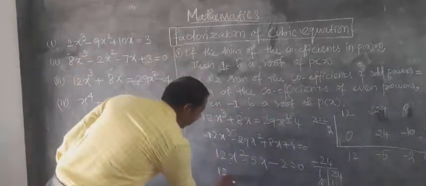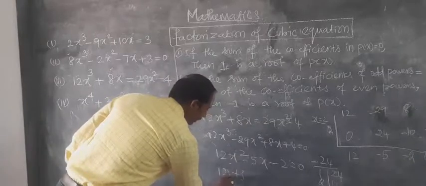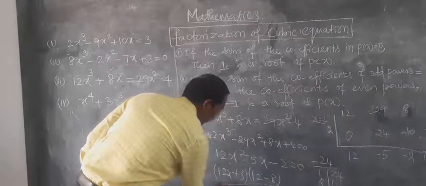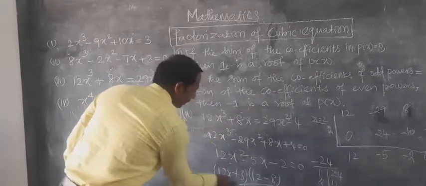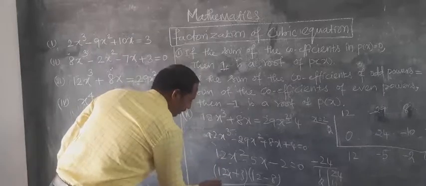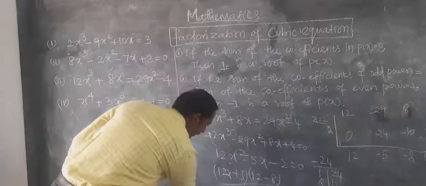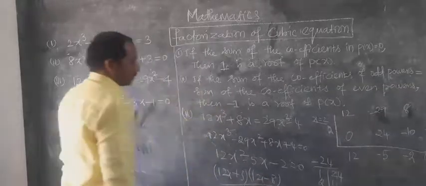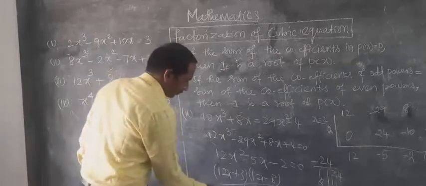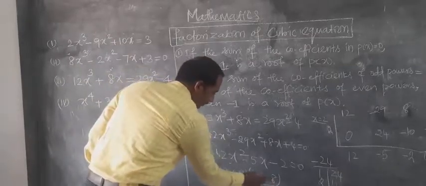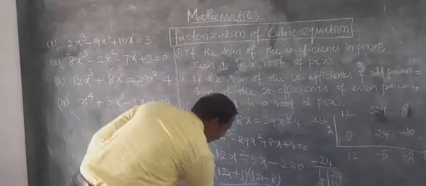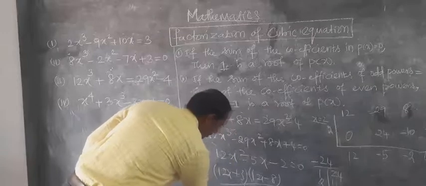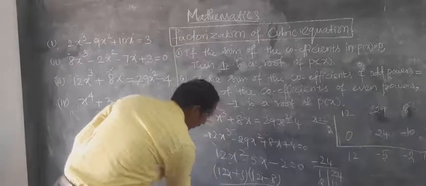So here 12x positive 3, 12x minus 8, divided by 12. Here the common value is 3, outside, 4x plus 1. Here 4 is common, so 4 outside, and 3x minus 2, divided by 12. So if you simplify 3, then you can simplify 3.